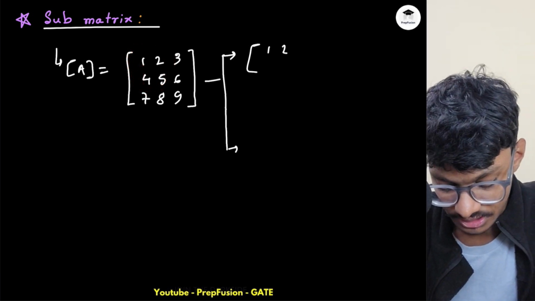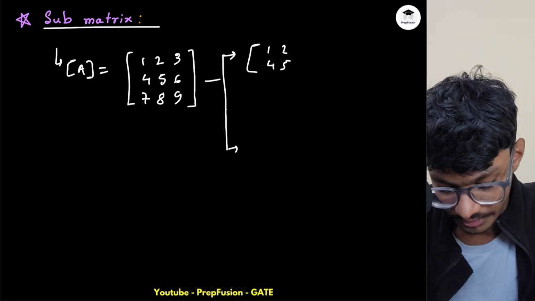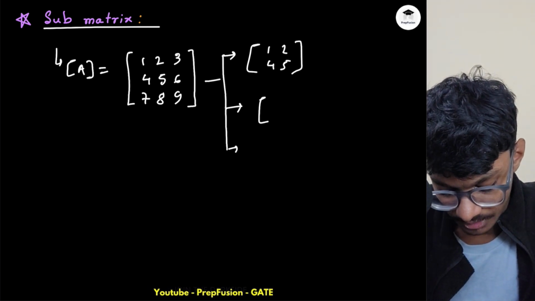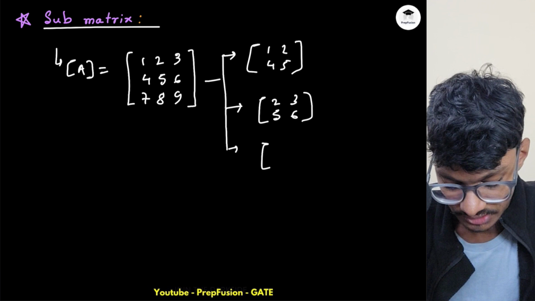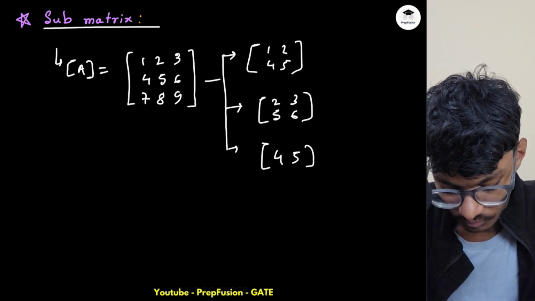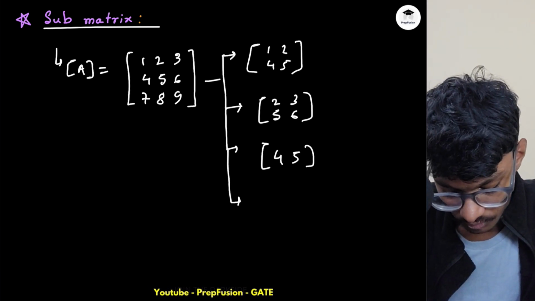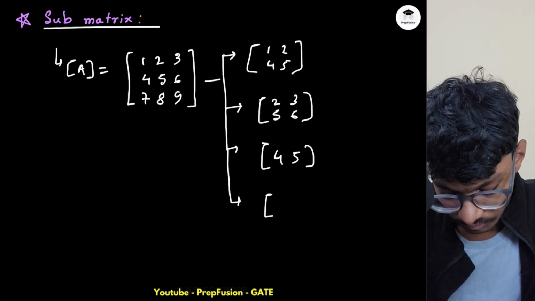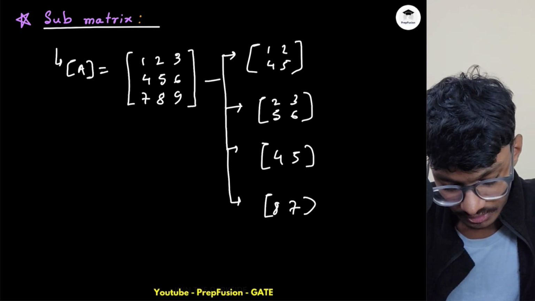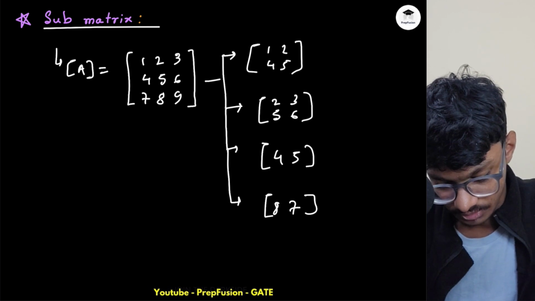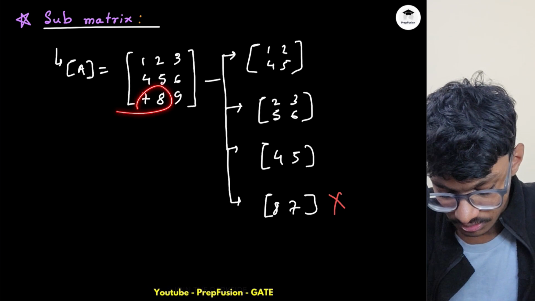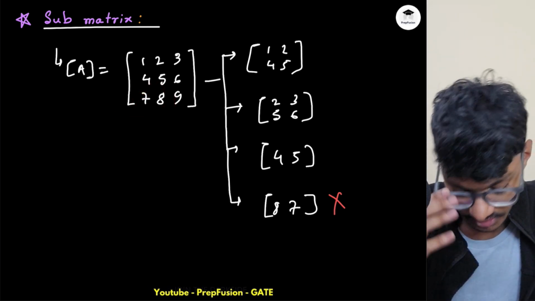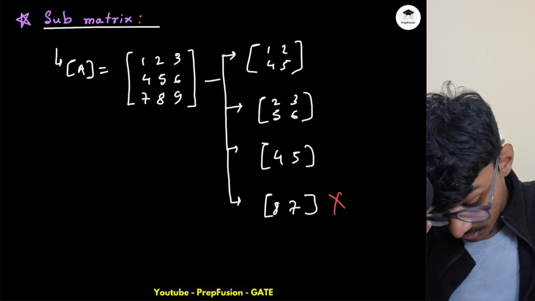Just for instance, 1 2 4 5, then another example can be 2 5 3 6, but they obviously have to follow the proper sequence. That is very important. We can take 4 5, but we can't take 8 7. So 8 7 is not possible, because the order has been interchanged here. So that is very important. This is about the sub matrices.